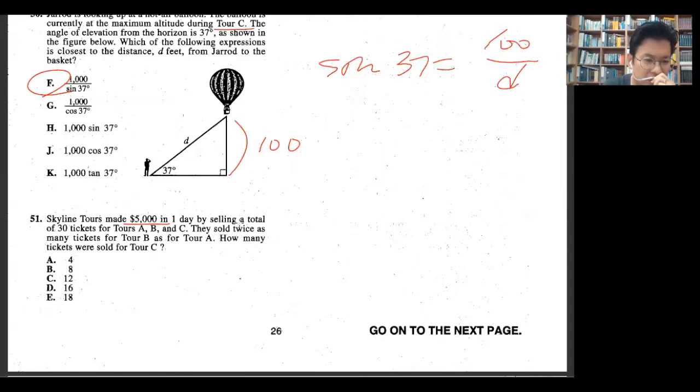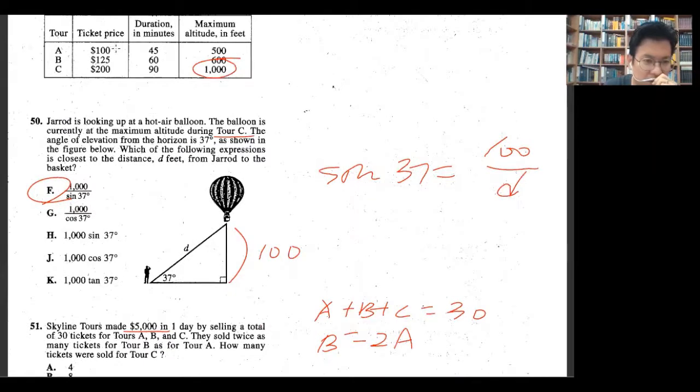$5,000 in one day by selling a total of 30 tickets of this. So A plus B plus C equals 30. So B is twice A. Okay, and then one more is ticket price: 100A plus 125B plus 200C is 5,000.